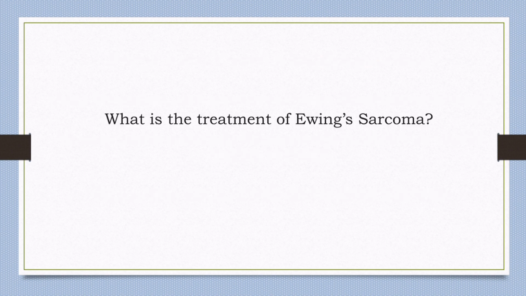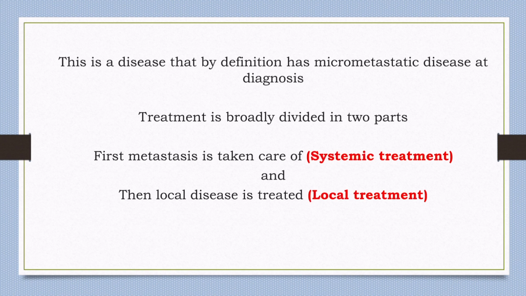What is the treatment of Ewing sarcoma? This is a disease that by definition has micrometastatic disease at diagnosis, so treatment starts with treating metastatic disease by systemic chemotherapy, and then local treatment is done.